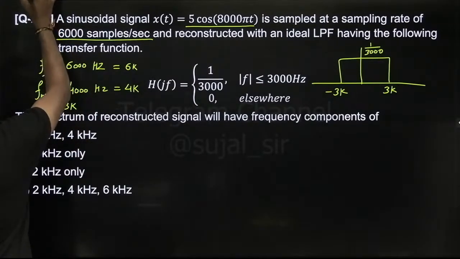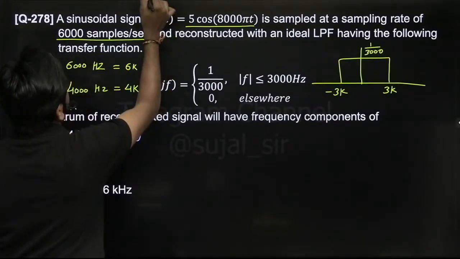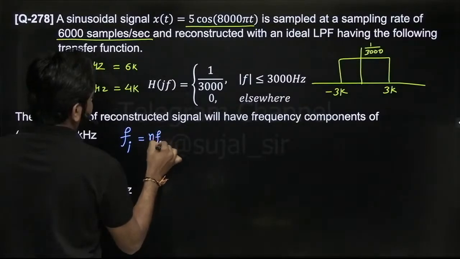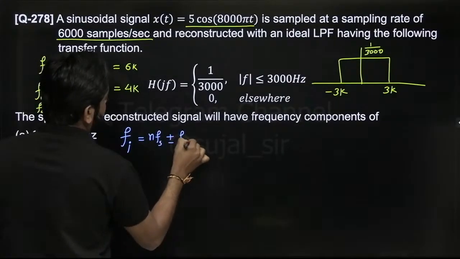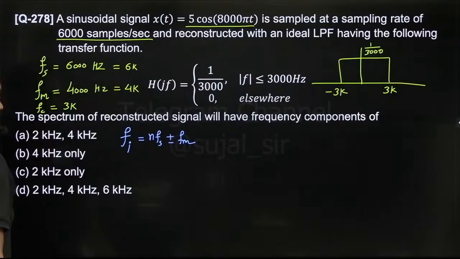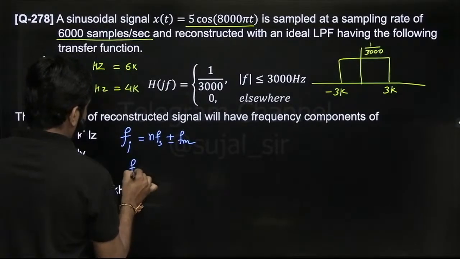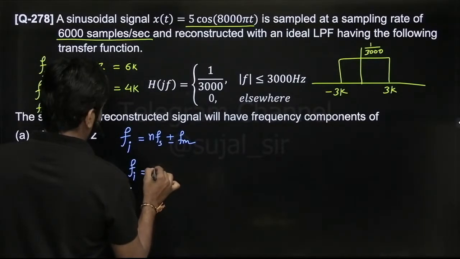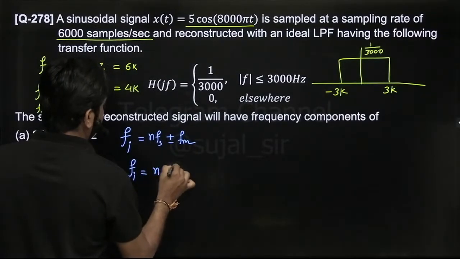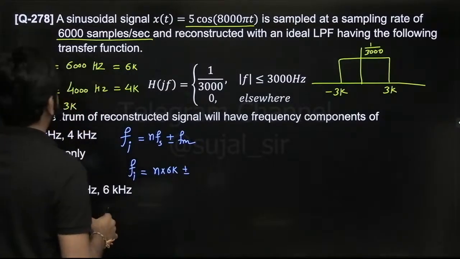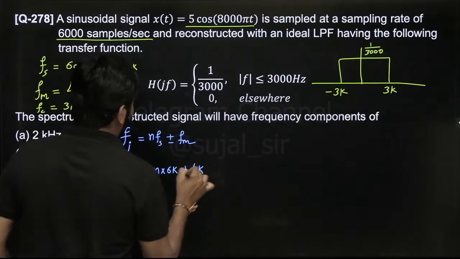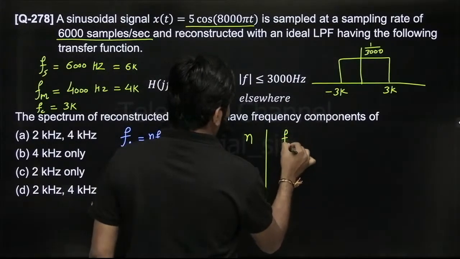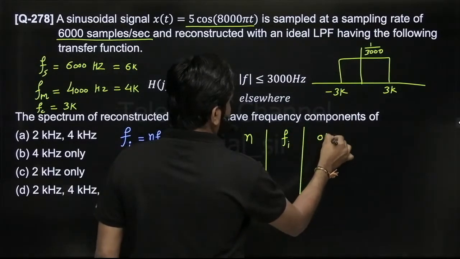Again same thing. So input frequency Fi to the low pass filter is N Fs plus or minus Fm, guys. So here Fi will be N into Fs, Fs is 6k. So here N into 6k plus or minus Fm. Fm is 4k, guys. Okay. Now put the different values of N. You will get input frequency Fi, and you have to check the output of the low pass filter.